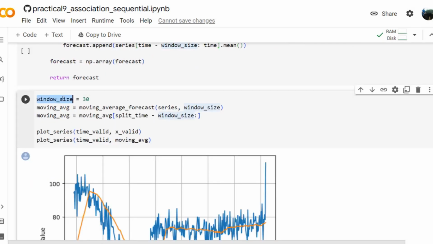So if we define window size 30, then we can apply the moving average forecast to our data. Again, we are only interested in the validation set. So this step is for validation, because earlier we were calculating the moving average for the whole dataset. You see, we took the series. This is for all data. Here, we just take only the part that is related to the validation set.